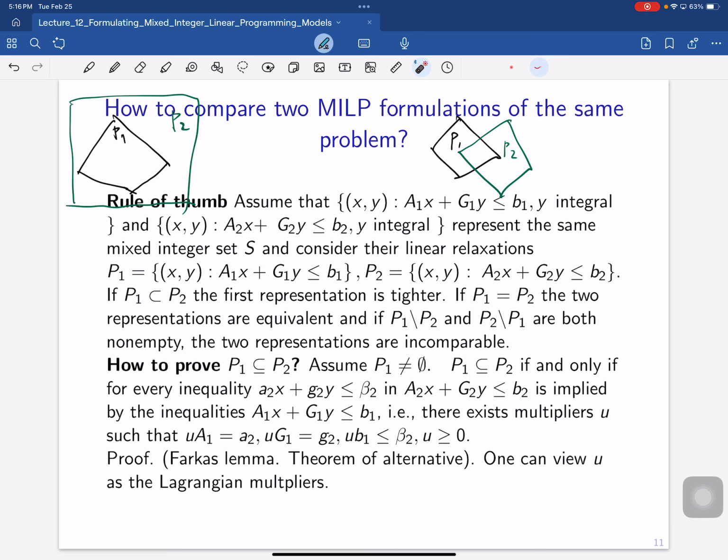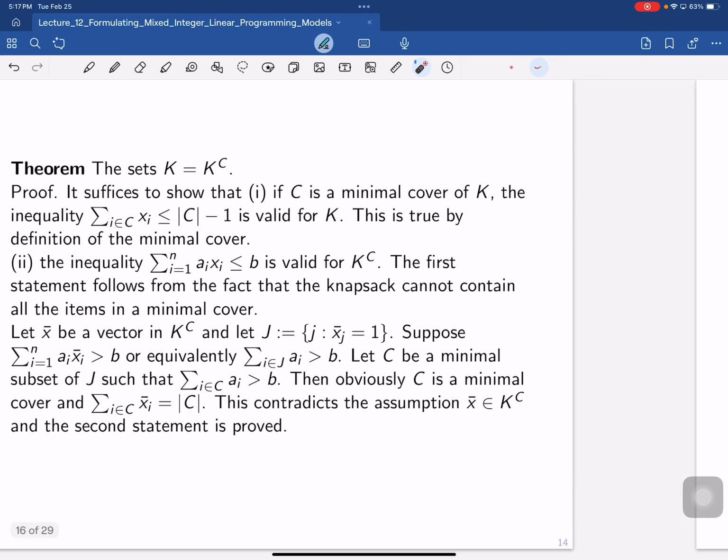So if you want to show this single inequality here is implied by the system of inequalities here, what you can do is pick some weight. Imagine this vector u is a weight for each of the inequalities. It's like the 1.5 in the knapsack problem. You assign a weight to each inequality, aggregate them, and then you find the left-hand side will be equal to the inequality you want to show, and the right-hand side is something even tighter. Then you will be able to show this inequality is implied by the other.